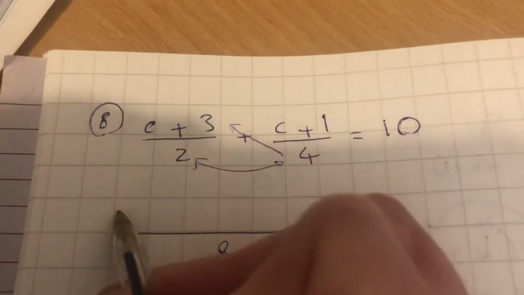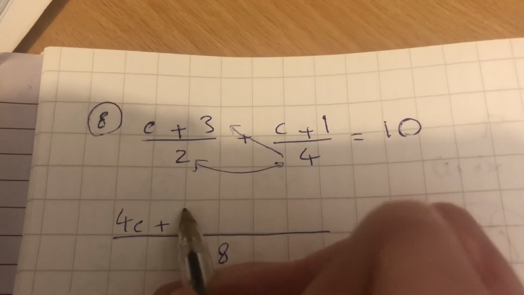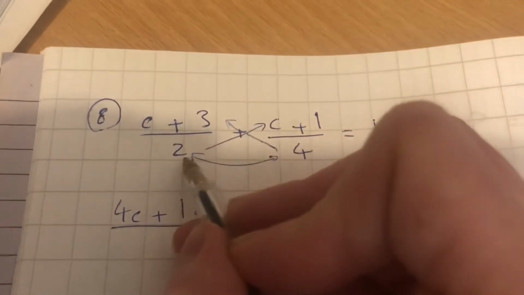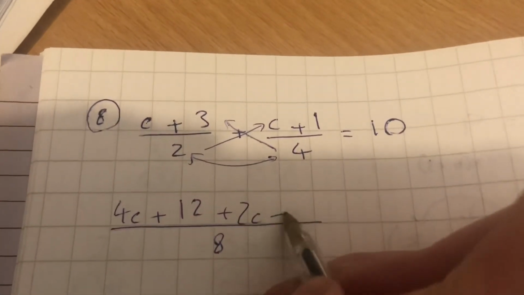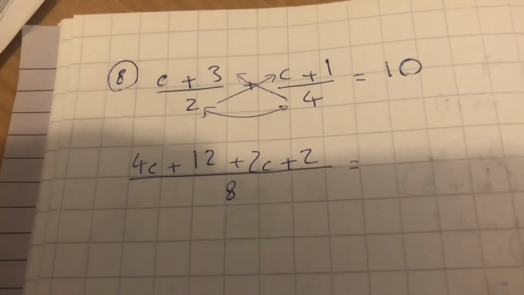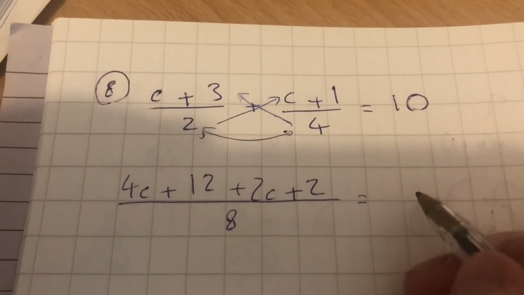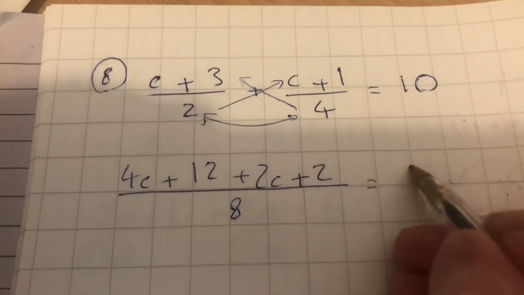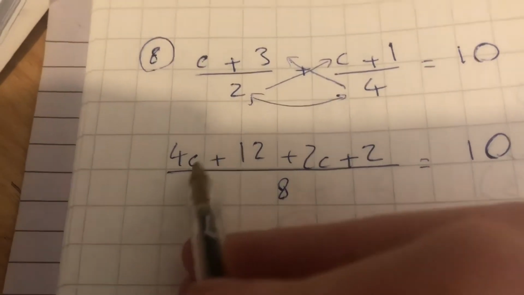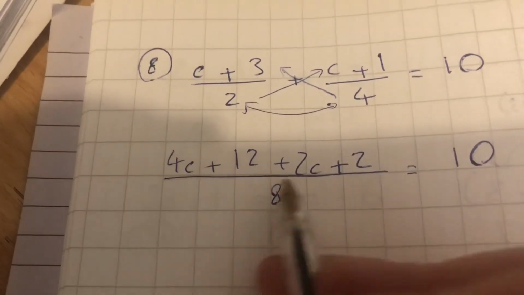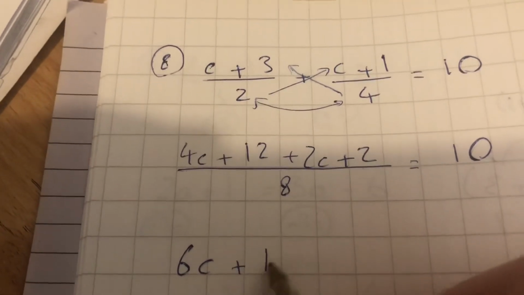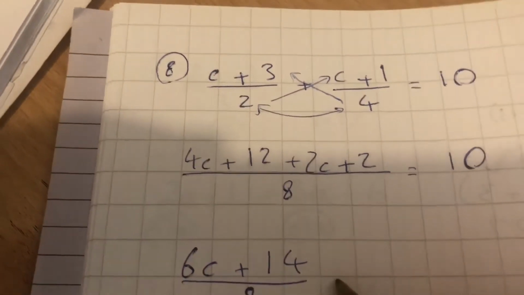And then I cross multiply to change the numerators. 4 times everything up here gives me 4c plus 12. Plus 2 times everything up here, 2c plus 2. And if you're a wee bit rusty on that, just watch the video on adding algebraic fractions to form a single simplified algebraic fraction. And that is all equal to 10. Now simplify on the top line, so what I end up with is 4c plus 2c is 6c, 12 plus 2 is 14, all over 8 is equal to 10.